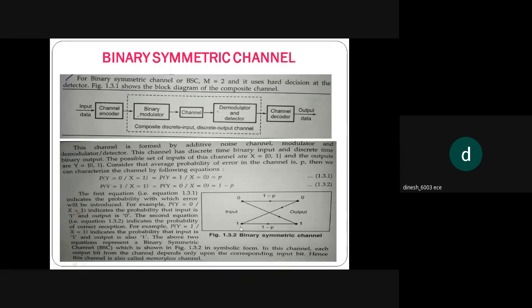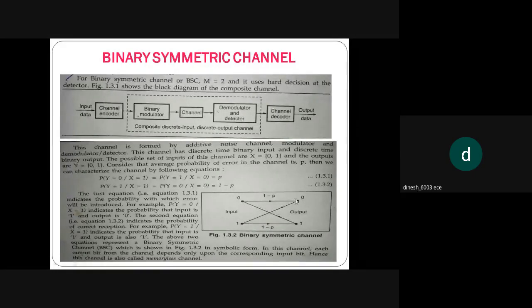So x I am taking as input and y as output. When it transfers from the 0 state in x to 1 in y, if there is a change in the transition, I can call it a probability of error, and I denote it as p. If x is 0 and the output is 1, there is an error, denoted as p. Similarly, if x is equal to 1 and output y is 0, there is a probability of error p, which you can see in this arrow mark.